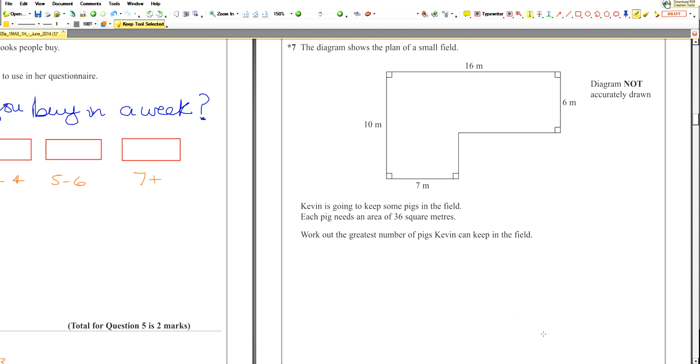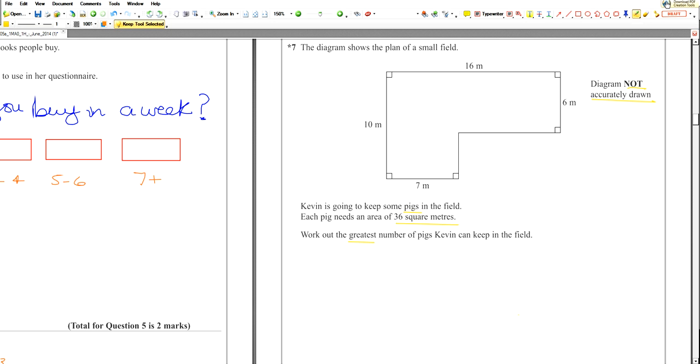So the diagram shows the plan of a small field. Diagram not accurately drawn. What does that mean? That means don't start measuring it. Start working things out from the diagram. Kevin is going to keep some pigs in the field. Each pig needs an area of 36 square meters. Work out the greatest number of pigs Kevin can keep in the field.